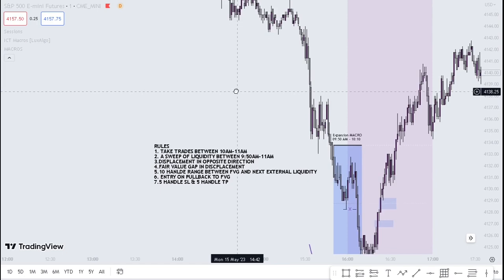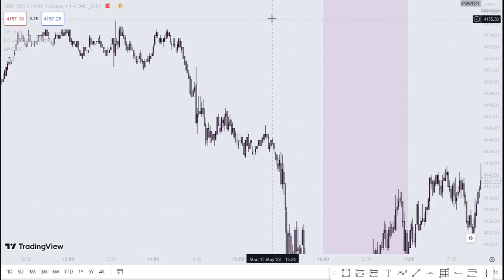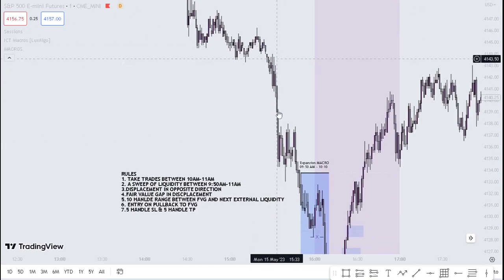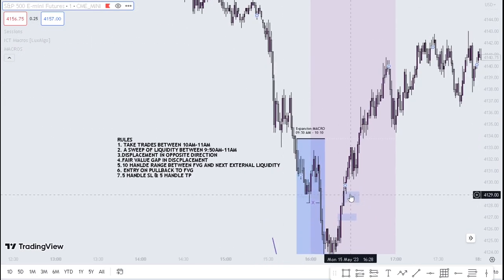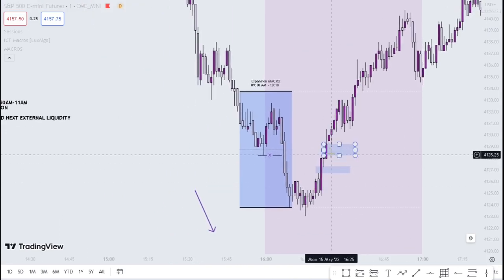And the next external liquidity was up here at the top at 4155, and our fair value gap is at 4129. So that's about 26. That's about a 25 handle range. So we have more than enough of a range. When price pulled back, you see it pulled back with one candle. That would have been our entry right here.